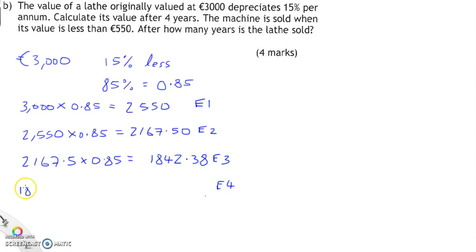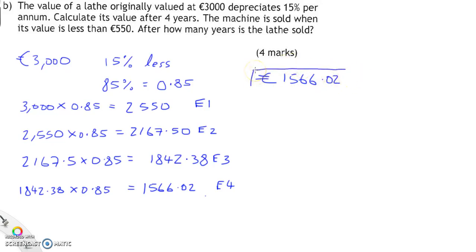So 1842.38, getting 85% of that. Multiply by 0.85, and we get 1566.02. So after 4 years, the value will be 1566.02. That's the value of our lathe after 4 years.